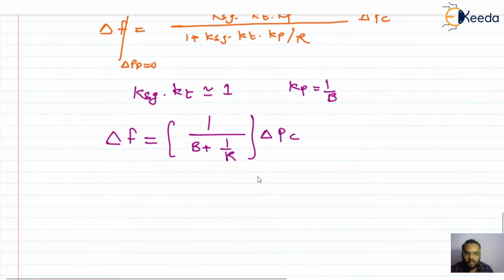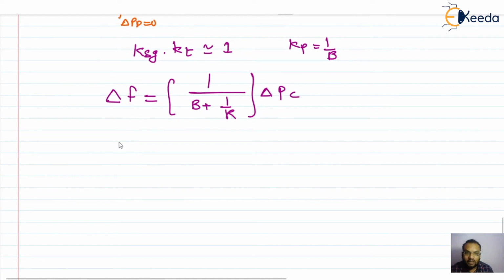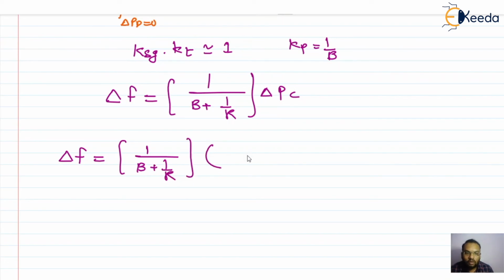In that case, we can get the resultant change in frequency with the help of the superposition theorem, because their slope is the same. So we write here 1 divided by B plus 1 upon R, into del Pc minus del PD. That is a very important equation here. Now what can we conclude from this equation? The conclusion is very important here.